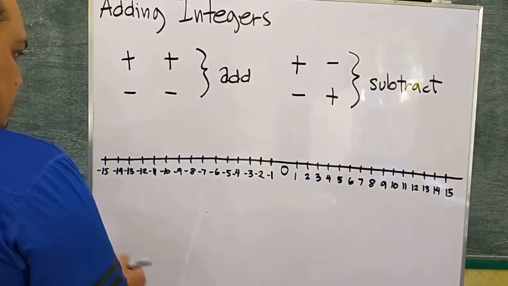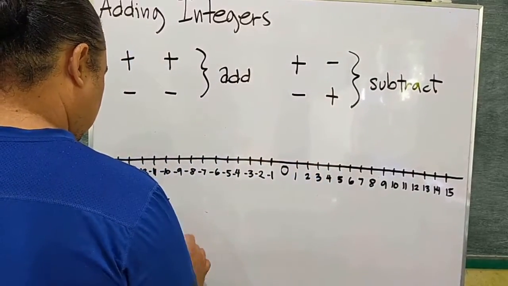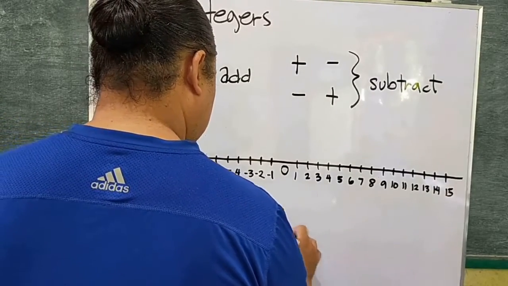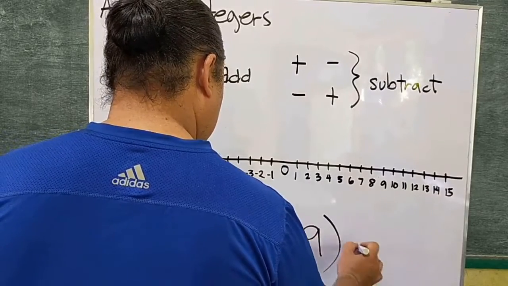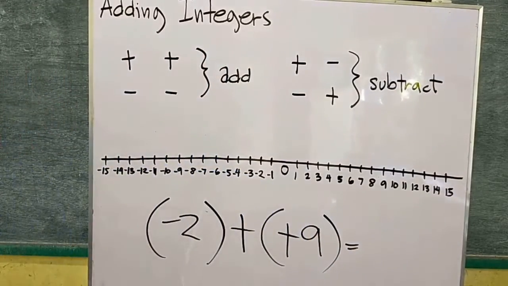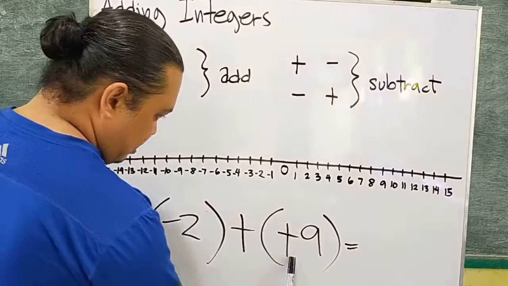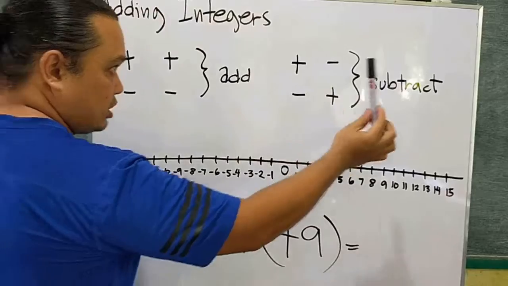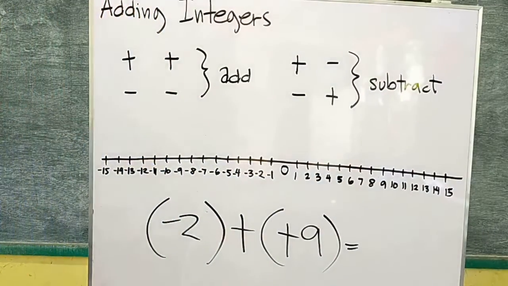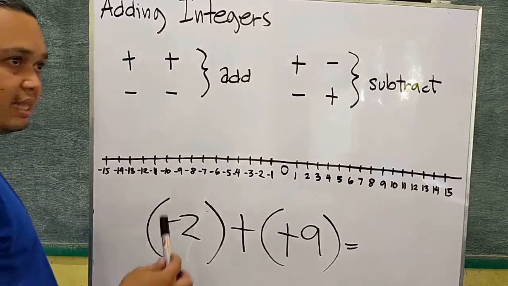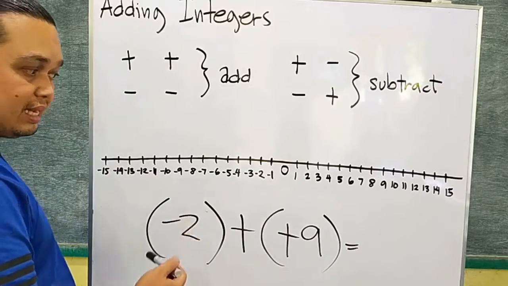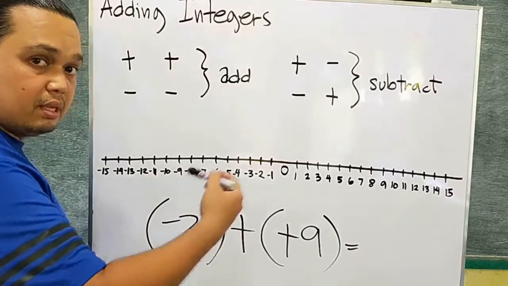Okay, let's write negative 2 plus positive 9, equals. We're still adding unlike integers because we have a negative and a positive. And adding unlike integers, we subtract the numbers. We subtract the smaller number from the bigger number.